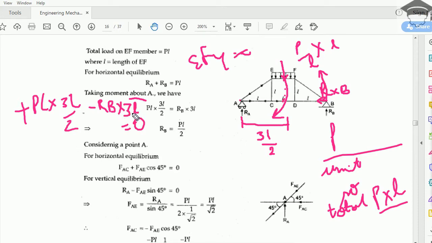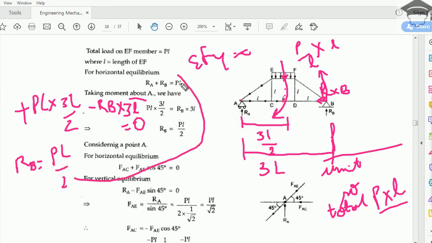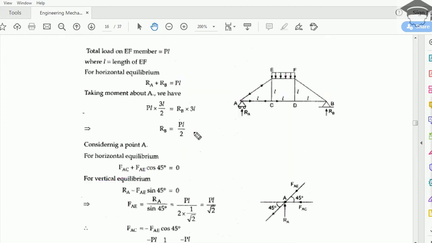If you solve this equation, 3 gets cancelled, L gets cancelled. So Rb is equal to PL by 2. You substitute in the first equation, you will get Ra is equal to PL by 2. Ultimately, what we have to find is the force in CD. So we need these forces because we have to find the forces in the other members as well. So this was done.